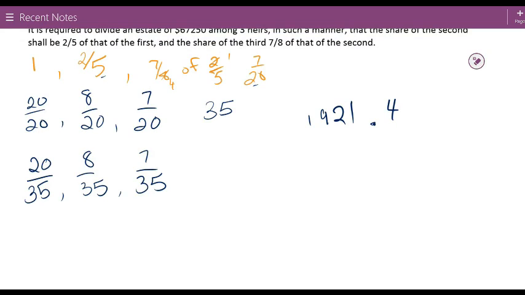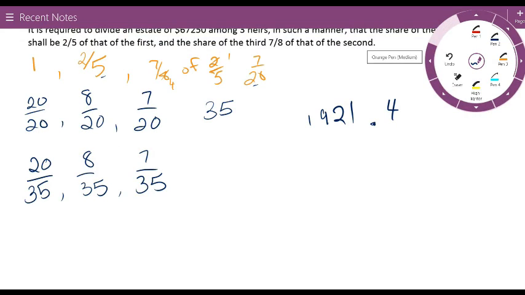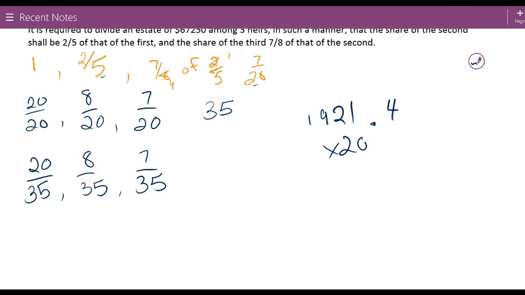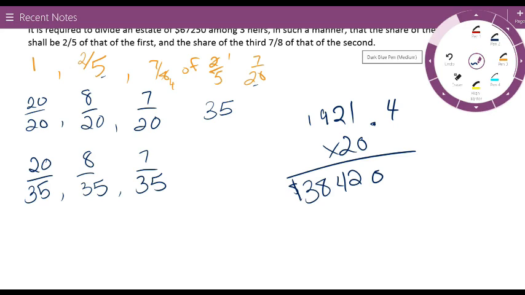Okay, so now then the first person times 20, find the first person's share. So we have 0, 2, 4, 8, 3. There's our first person's share.